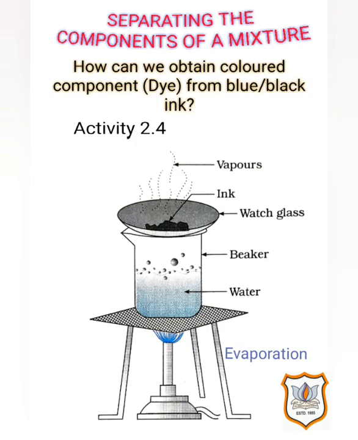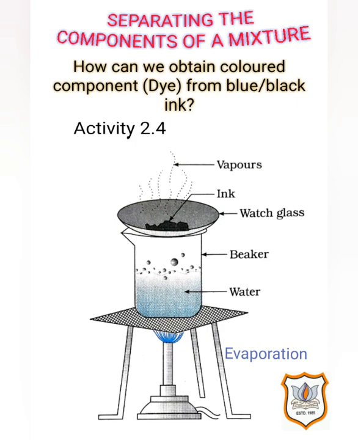You will observe that evaporation is taking place from the watch glass. Now continue heating as the evaporation goes on and stop heating when you do not see any further change on the watch glass. Then, what do you think has got evaporated from the watch glass? Actually, it's water. But is there any residue? Yes. According to the diagram, there is a residue on the watch glass. And what is this residue? It is the ink part.